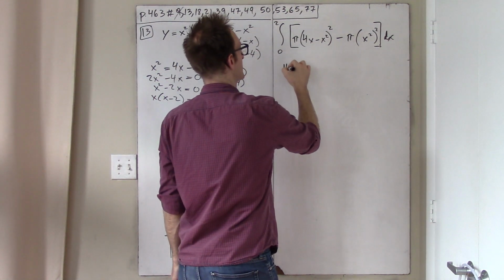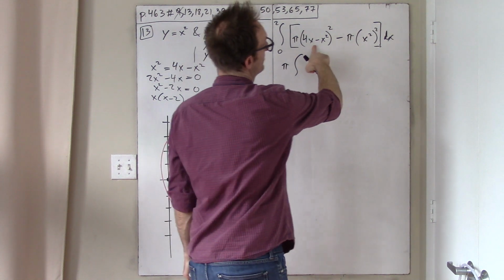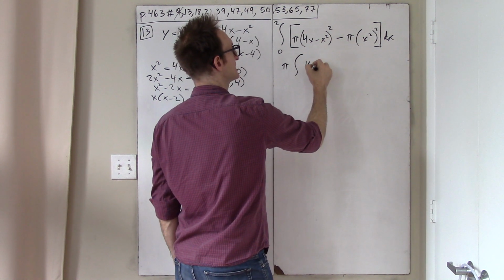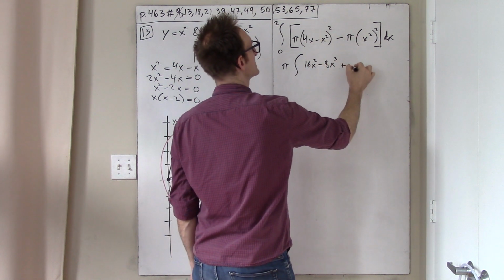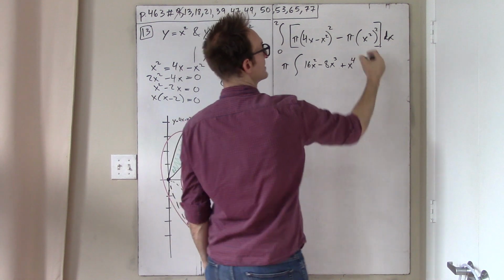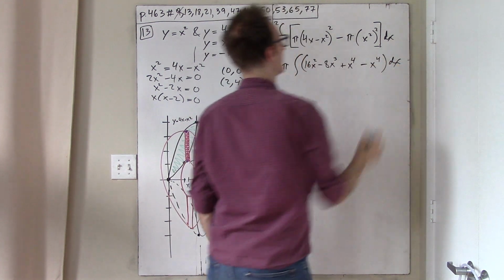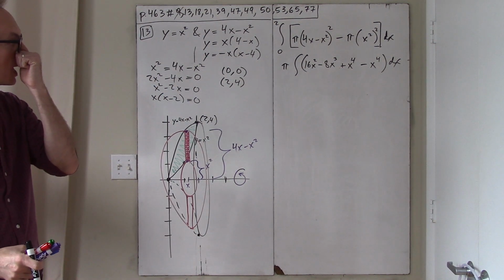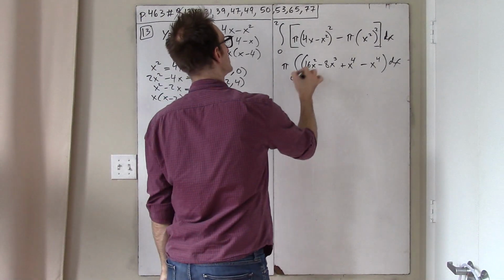So let's just do it, right? What do we get? We can take a pi out. This needs to be dealt with. This is, oh boy, 16x squared minus 8x cubed plus x to the fourth. But then this is minus x to the fourth. So I think I did that right. I just expanded things. Looking good. And I took out a pi, so from 0 to 2.